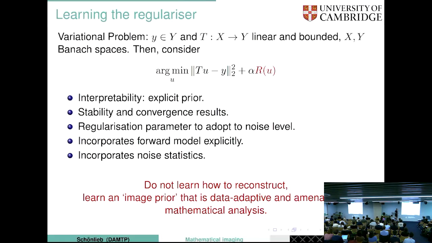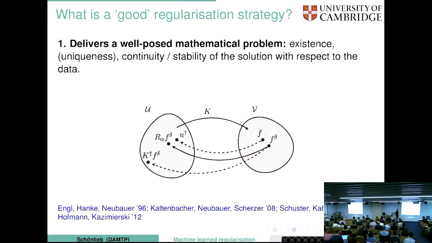We can adapt the same regularizer for different noise levels as well in a very natural and systematic way. Unlike a lot of the time, if you trained a neural network for one specific noise level, you cannot apply it for another noise level. And this also incorporates the forward model explicitly and incorporates the noise statistics in the regularization parameter itself. So effectively, instead of learning to reconstruct, you learn a prior directly and you have access to it directly.